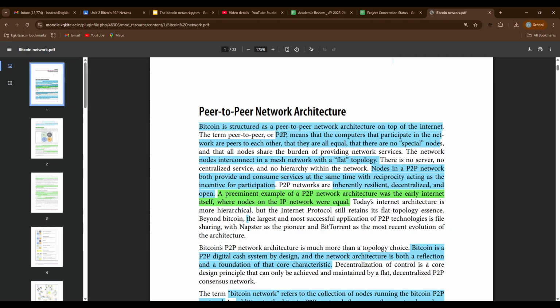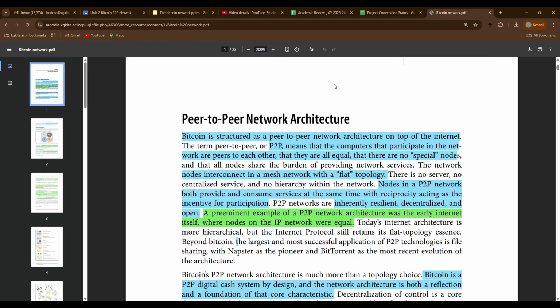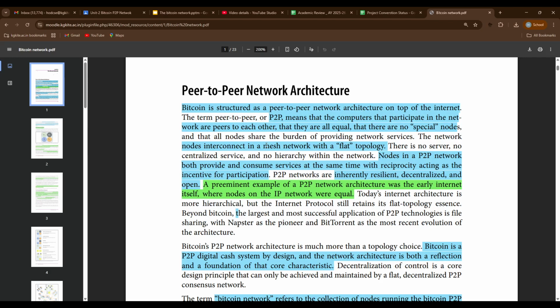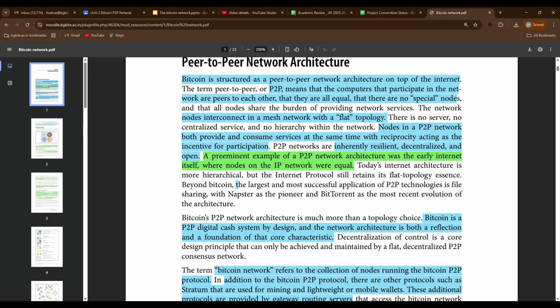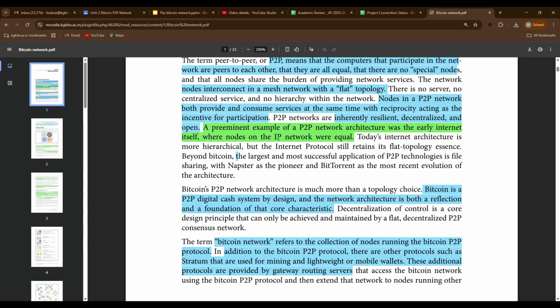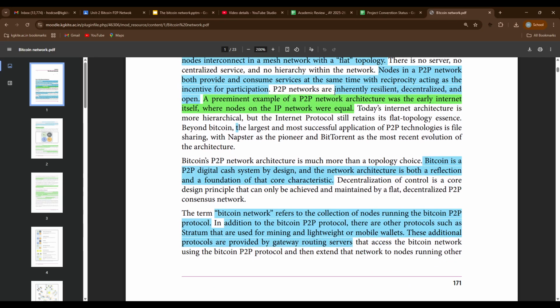When you say P2P, it means all the nodes in that particular network are equal to each other. There is no special node at all. And all these nodes are connecting themselves in a mesh network, with a flat topology. There's no hierarchy at all. There's no server, there's no centralized service. All the nodes in this P2P network provide the service and consume the service at the same time. Fine. And these P2P networks are decentralized, resilient and open. This is a basic feature.